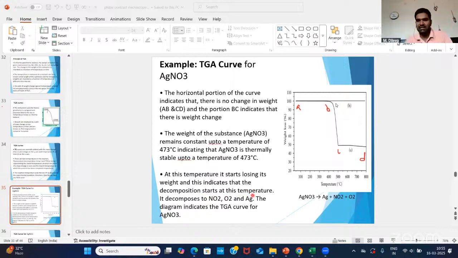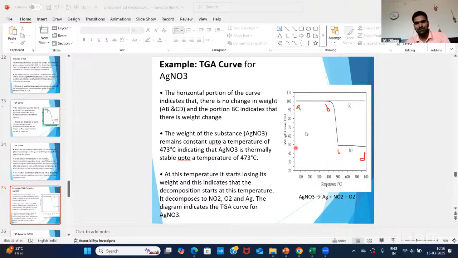So we can say that at 473 degrees centigrade, the silver nitrate starts to decompose, and it is decomposed from B to C. It decomposes to NO2, O2 and Ag: nitrogen dioxide, oxygen, and silver. The diagram indicates the TGA curve for AgNO3. This diagram indicates the TGA curve for the AgNO3.